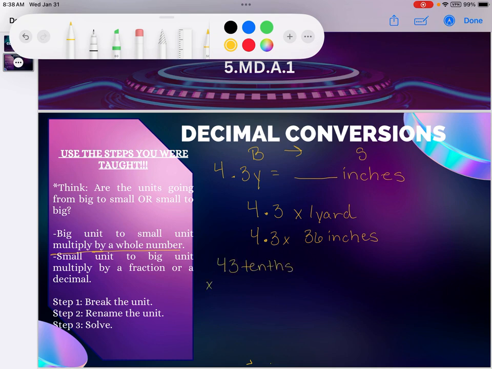Okay, and then tenths times ones is actually tenths. So that means my decimal is going to land right here. So I'm going to have 254 and 8/10 inches. Okay? I know it looks kind of weird because there is a decimal on the back of there, but trust me, it is correct.